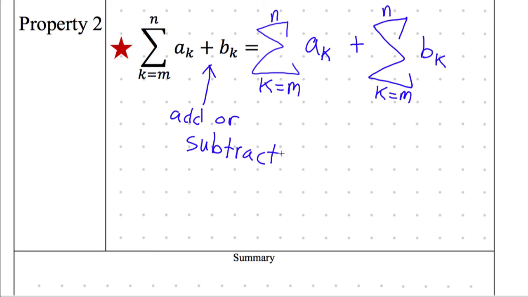Cool, you good? Our homework is super, super easy. You don't even need to use these properties, but you should practice them. Tonight's homework is all about playing with these properties, making sure you really understand them. And that concludes the notes.